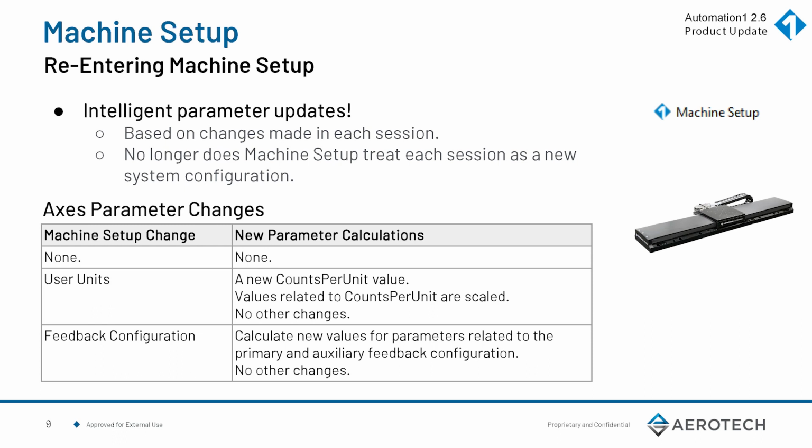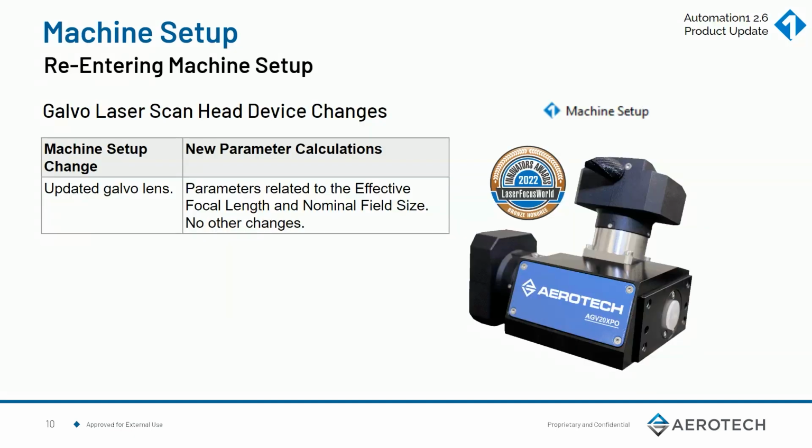In addition, if the user unit changes, machine setup now calculates a new counts per unit and scale related to parameter values. If the feedback configuration changes, machine setup will now calculate new values only for parameters related to the primary and auxiliary feedback configuration. Machine setup now includes more intelligent Galvo laser scan head device changes as well.